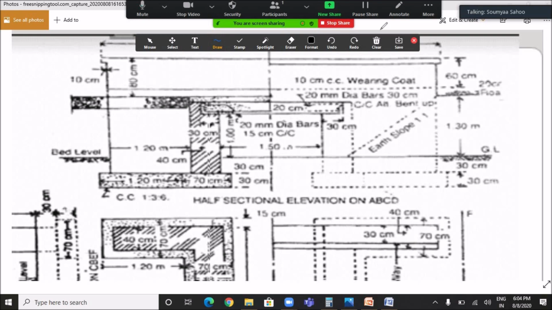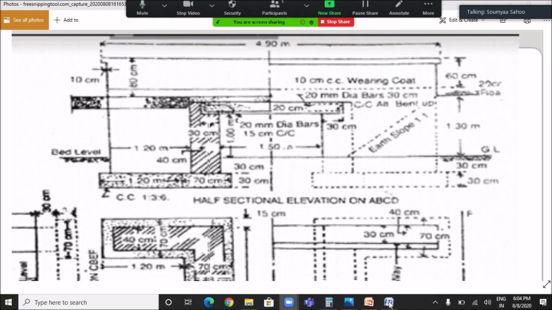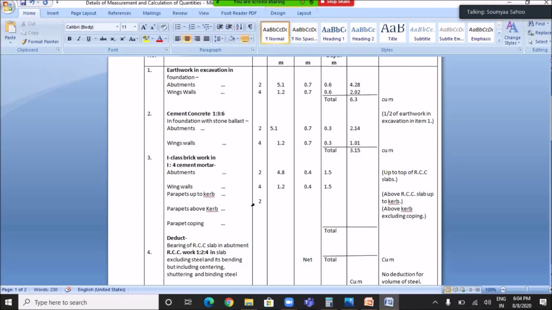Okay, so let's quickly fill the table. Number of parapet up to curb is 2, length is 4.7 meter, breadth is 0.4 meter or 40 centimeter, and the height of the parapet is 0.3 meter. So next one is parapet above the curb.